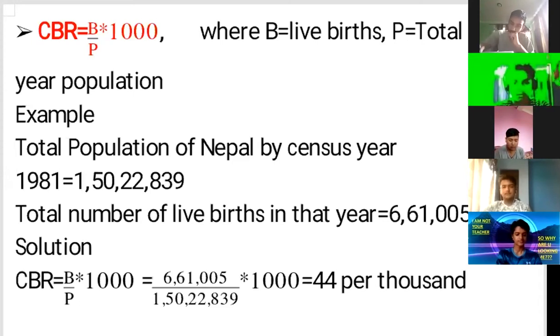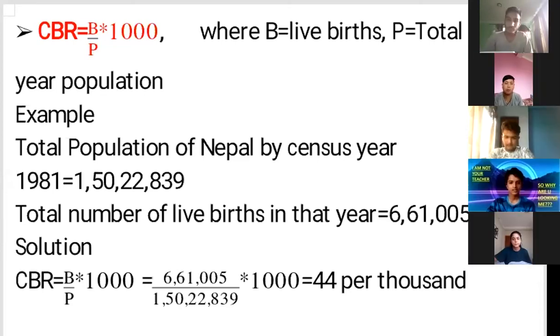So suppose, for example, the total population of Nepal by census year 1981 AD. There is the total population mentioned, you can see on the screen: 1 crore 50 lakh 22,839. That's the total population, right? Total population of Nepal by census year 1981.